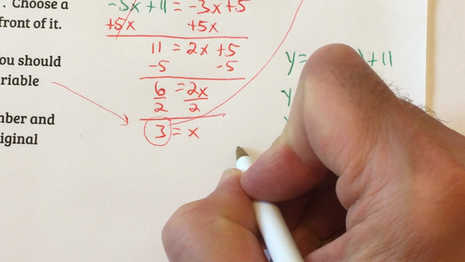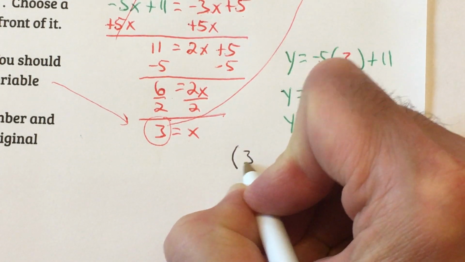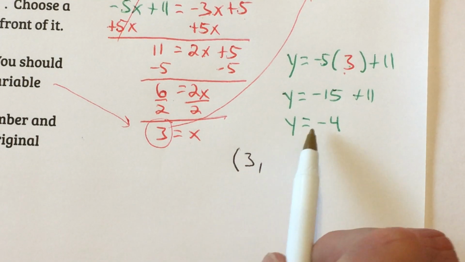Write the answer as an ordered pair, x comma y. So I'm going to say 3 for x, comma y.